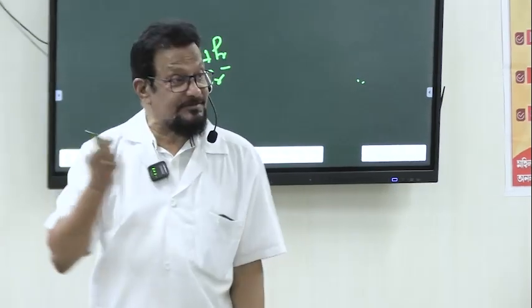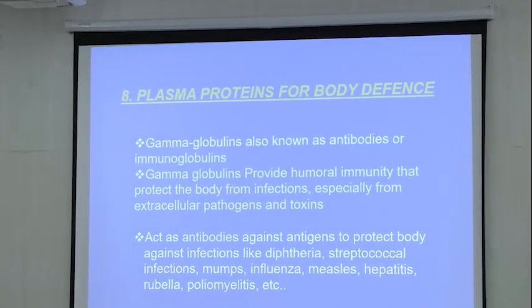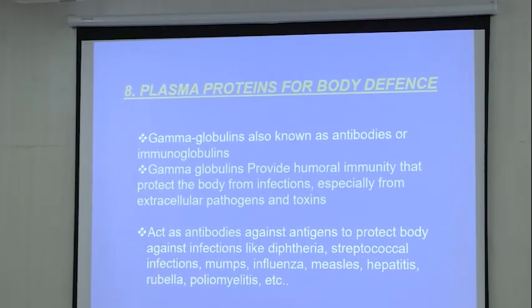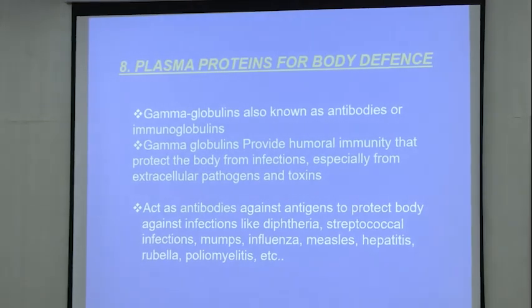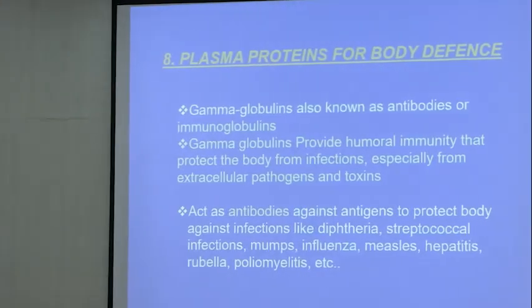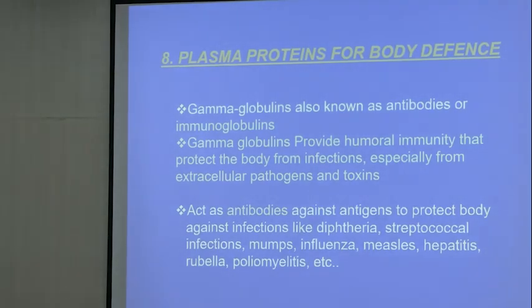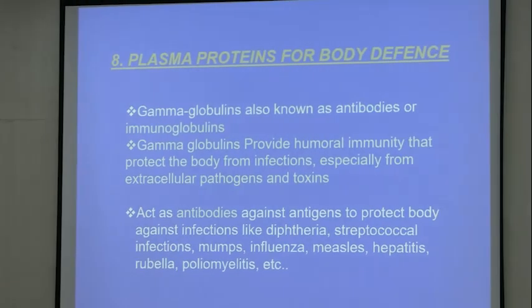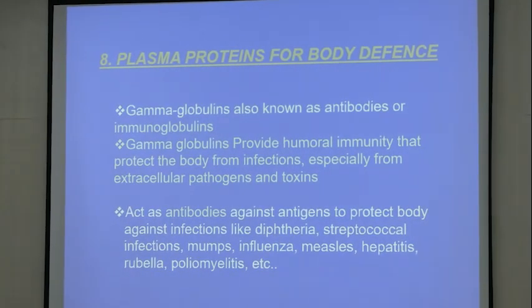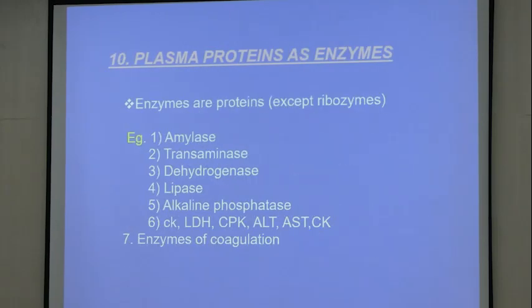Who is responsible? What are the constituents responsible for body defense? Among the cells, WBCs. And among the plasma proteins, gamma globulins. Particularly gamma globulin has got variants: IgG, IgM. What are these? Immunoglobulins. These are actually globulins. The different varieties of immunoglobulins will be discussed later during our immunity class. So for the body defense mechanism, it is very essential.